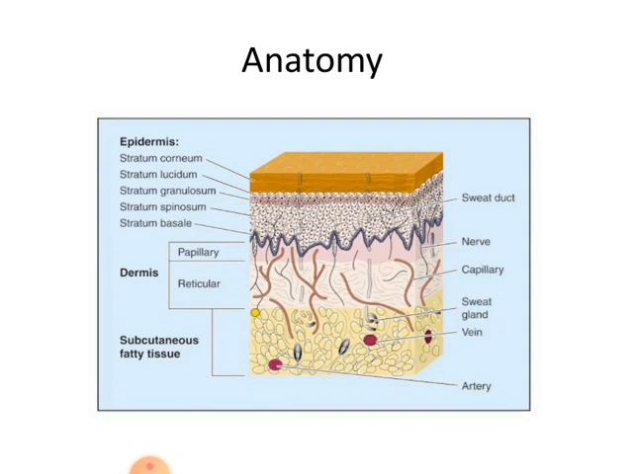The dermis is formed of two layers: the papillary layer, which is in pink color, and the reticular layer. This dermis contains the nerve endings, the capillaries, the sweat glands, and sebaceous glands, and the subcutaneous tissue, which is formed of fat. So we have the three layers of the skin.